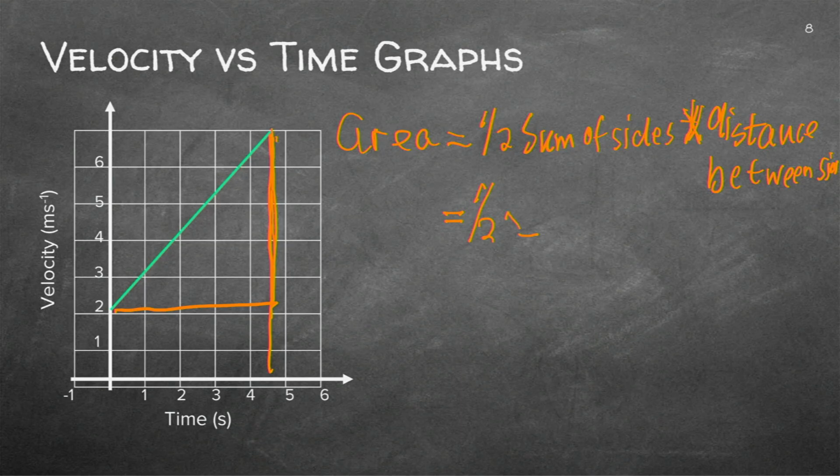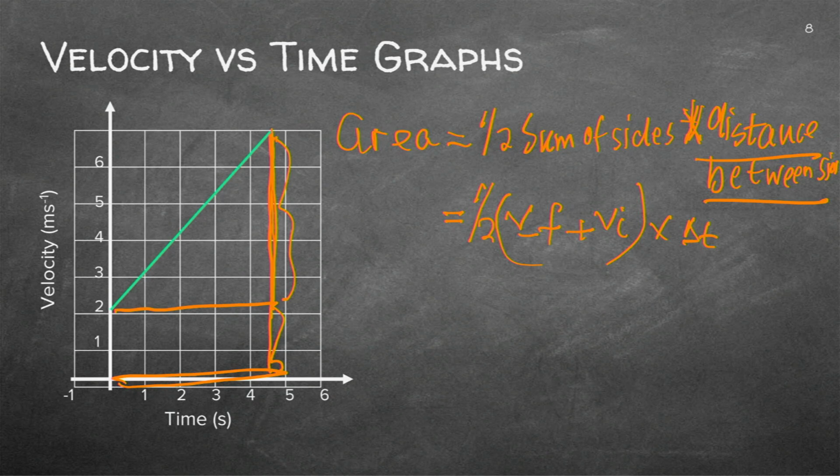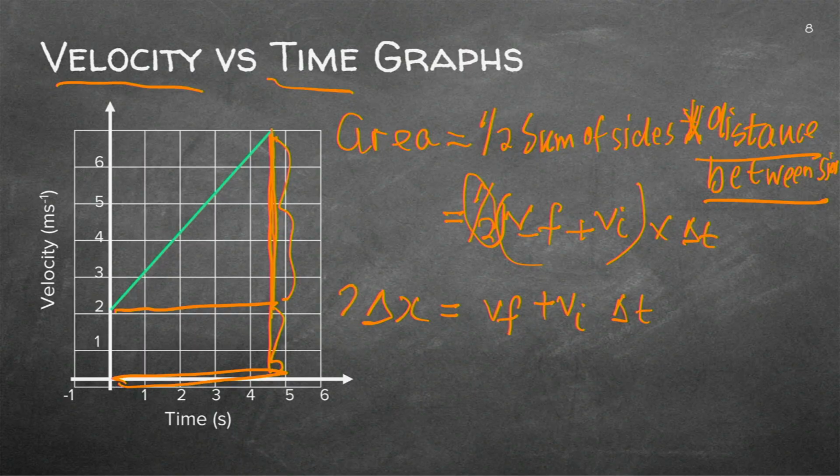Okay, so I've got the sum of the sides, which is actually on this side, Vf plus Vi, that's the sum. And the distance between the sides is delta t because this was the size, Vi and Vf. Again, I've got the area of velocity time. It's delta x. And it now equals half of Vf plus Vi times delta t. And I'm going to remove that half immediately to make it easier for us to understand and more applicable.